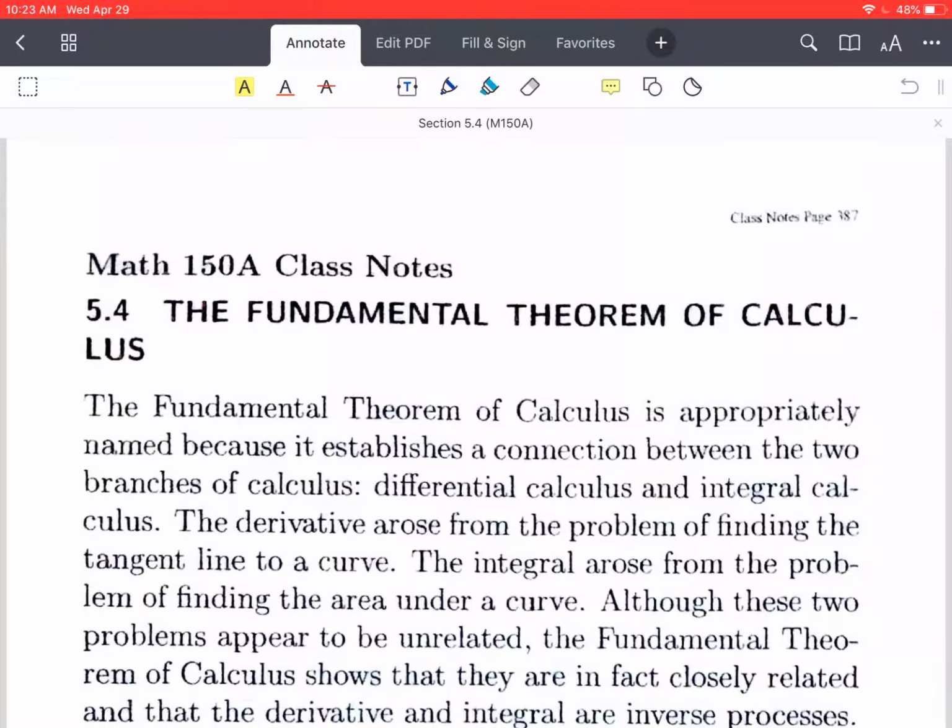Hi everybody, we are in section 5.4, talking about the fundamental theorem of calculus. So, it took us all the way until the second to last section of the course, but we finally made it to the fundamental theorem of calculus.